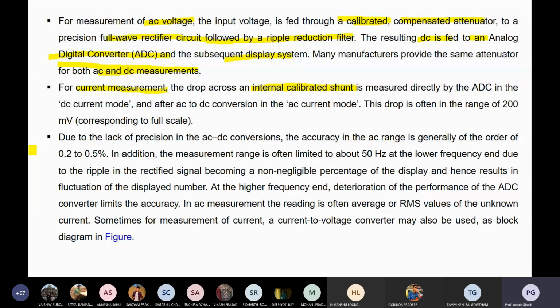So in our normal indoor and outdoor application in India, as per the Indian Electricity Code, our configuration is 50 Hz in any of the cases. So normal power frequency is 50 Hz. It is a lower power frequency, and due to the ripples of the rectifier, the signal becomes a non-negligible percentage of the display. Hence, the result is a fluctuating display number.